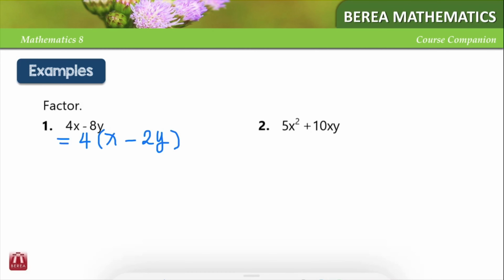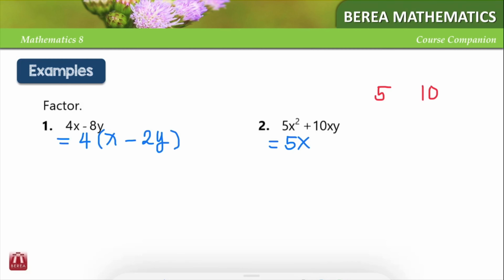Next, we have 5x squared plus 10xy. First, we have to look at the numerical coefficients. We have 5 and 10. What is the GCF of 5 and 10? It's 5. So we have 5. And then look at the variables. We have x is common between the two terms. So x is also part of the common monomial factor.